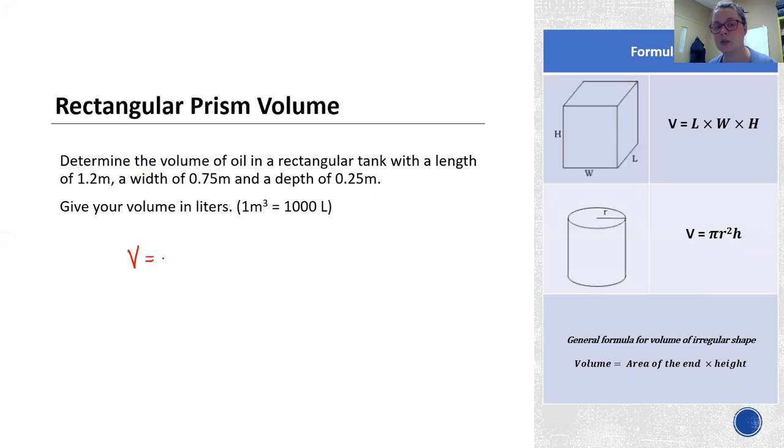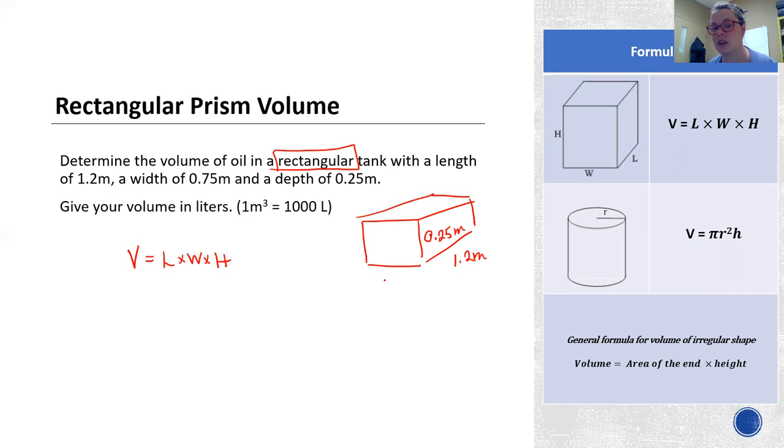Well, volume is equal to length times width times height. How do we know that? Well, it says it's rectangular. I would suggest sometimes it can be useful to do a little sketch for these ones, depending on how good your artistry is. So we have 1.2 meters, 0.25 meters, and 0.75. If you need to make a sketch, sometimes that can help you visualize what it looks like. Length times width times height leaves us with 1.2 times 0.75 times 0.25.